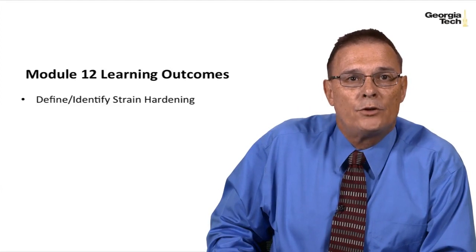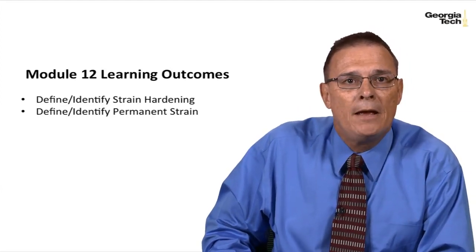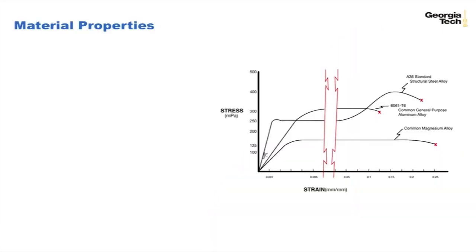This is Module 12 of Mechanics of Materials Part 1. Today's learning outcomes are to talk briefly about the concept of strain hardening and permanent strain. And so here's where we left off last time.